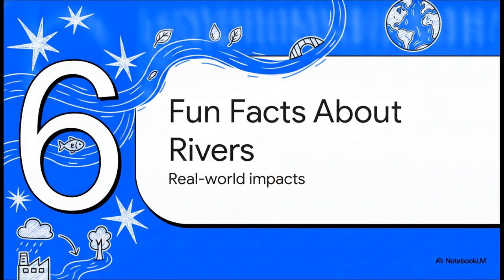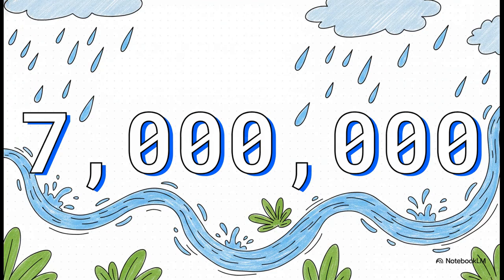And finally, part 6. Let's go over some fun facts about rivers and their real-world impacts. 7 million. To be exact, 7 million square kilometers. That massive number is the incredible size of the Amazon River Basin. It is literally the largest river basin on Earth. It receives so much rain and holds just an amazing amount of water.